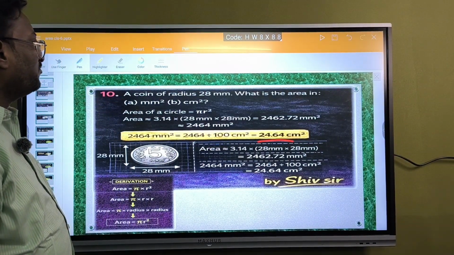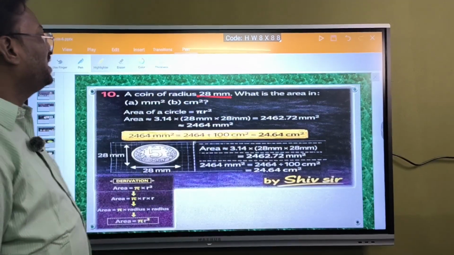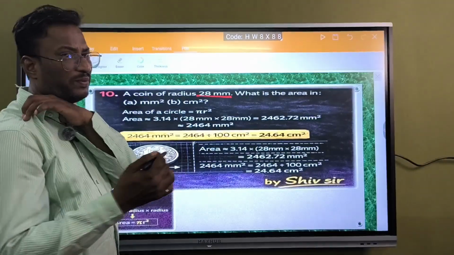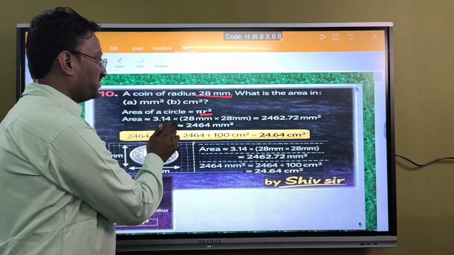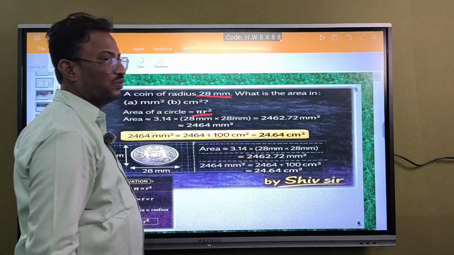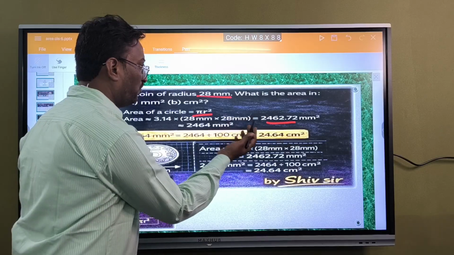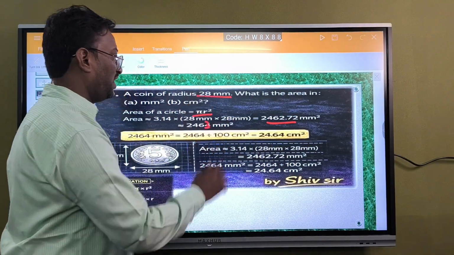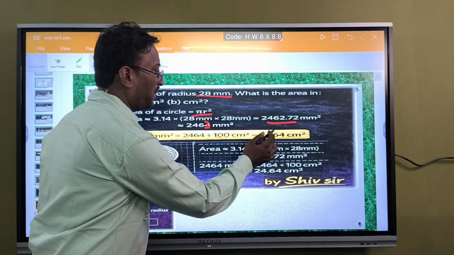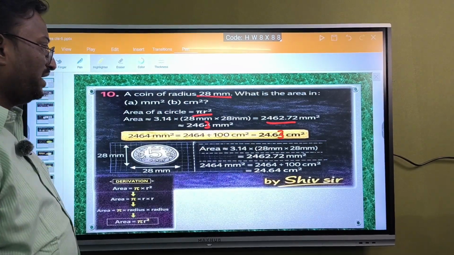Next one, a coin of radius 28 millimeter, he has given in millimeter. What is the area in millimeter square and centimeter square? First, you try it in millimeter. Area is pi r square, where pi is 22 by 7, that is 3.14, into 28 into 28. You are going to get 2462.72. So you just multiply it, which is almost equal to 2463. You just divide it by 100 to get centimeter square. You will get 24.63. 24.63 will be the almost accurate answer.